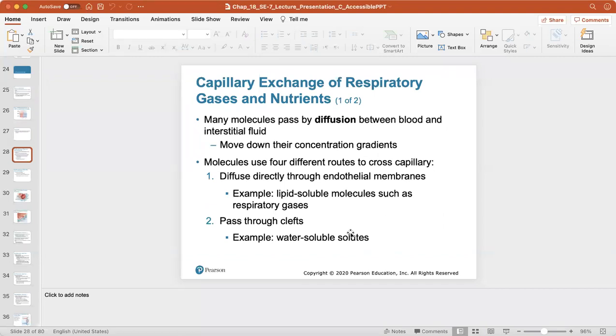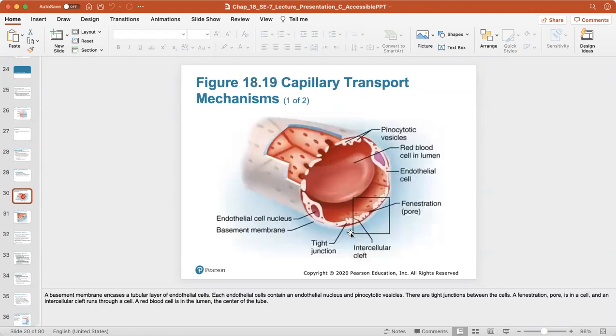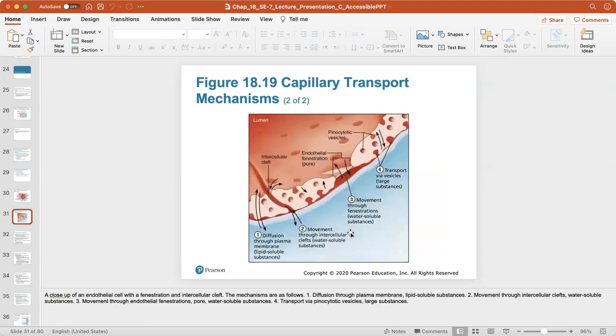Many molecules will pass by diffusion between the blood and interstitial fluid. They move down their concentration gradients, and molecules use 4 different routes to cross capillaries. They can diffuse directly through endothelial membranes. They can pass through clefts or spaces. They can pass through fenestrations, or they can pass through by active transport via some sort of vesicle. So this is just a look at capillary transport mechanisms and different ways that oxygen and carbon dioxide pass through these capillaries and the different holes and vessels you can see.